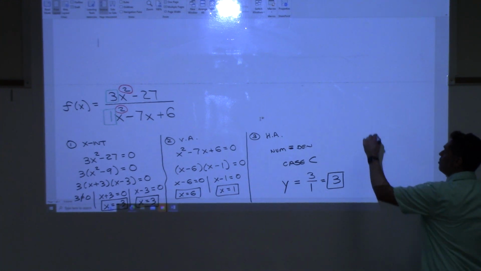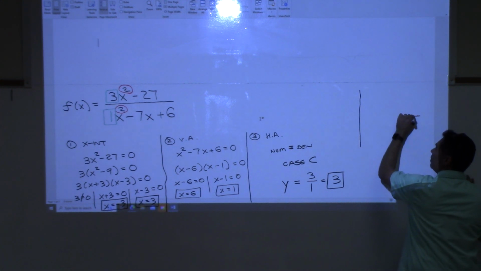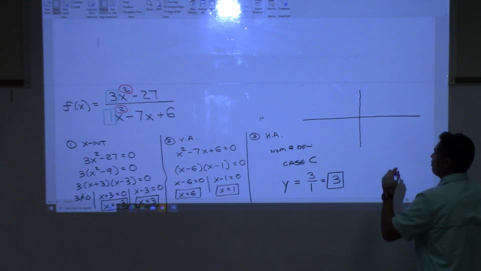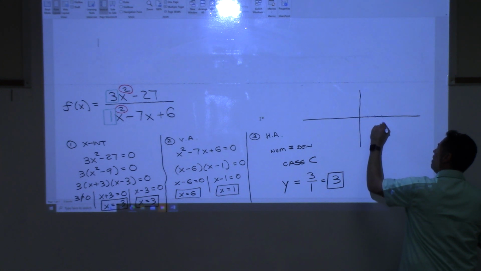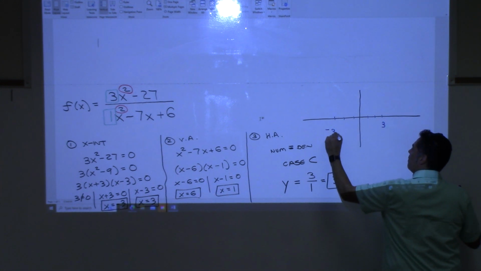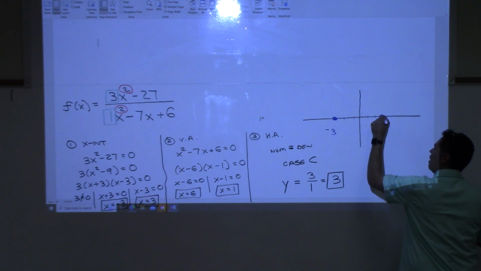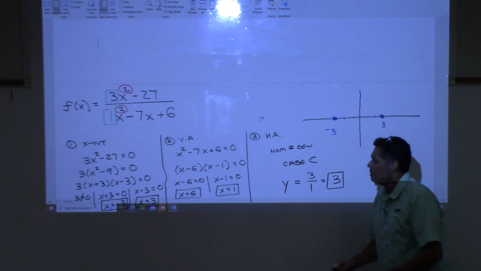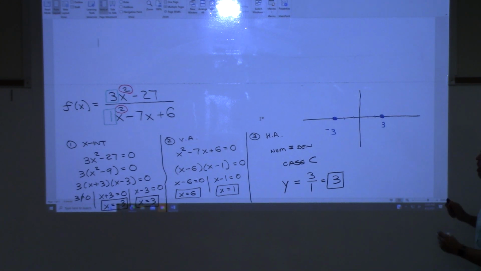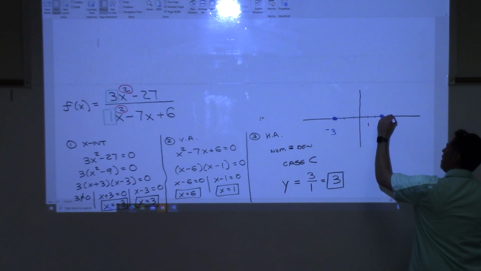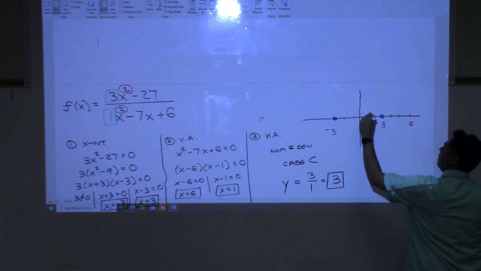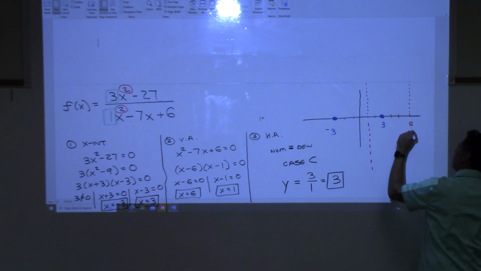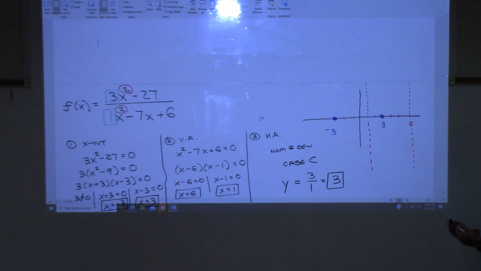Let's draw a picture to get us started here. All right, x-intercepts. I have 2 of them. I'm going to do these as blue dots. 3 and negative 3. Vertical asymptotes, 2 of them, right? At 1 and at 6.